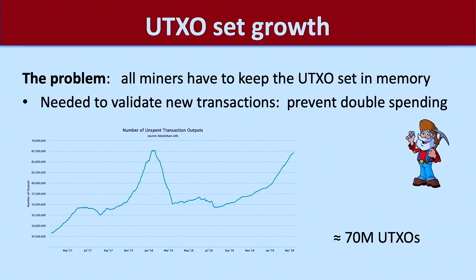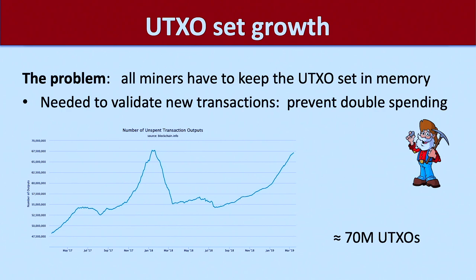So this is a big headache for miners. They have to buy these machines with lots of memory. As this grows, it's going to get harder and harder to do these checks. And so the question is, can we do something better? Can we shrink the amount of memory that miners require? And the perfect answer there is accumulators.